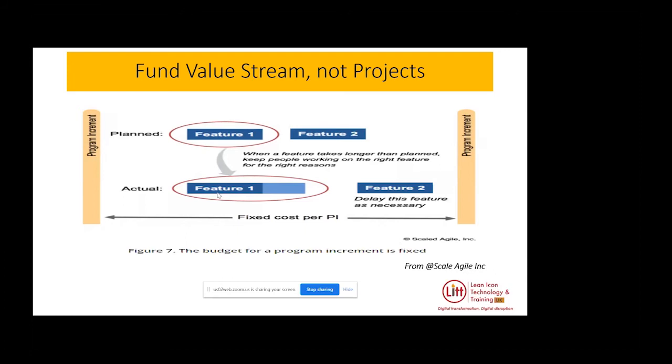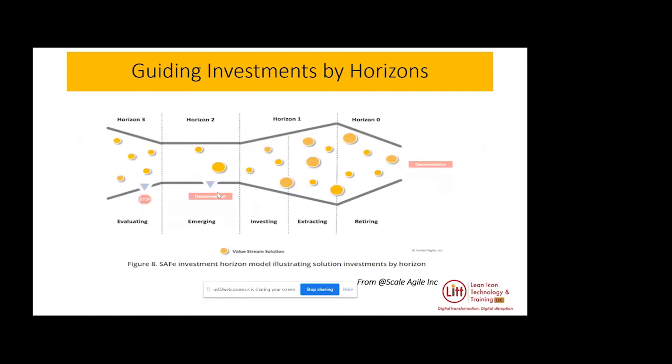I will move to the next, guiding the investment by the horizons. I will give you one example of what Microsoft is doing. Let's take Microsoft Word and PowerPoint. They fall in Horizon 1, because they are their current products, they are investing in those products, and they are right now getting the return on the investment. Microsoft Word, PPT, all these products fall under Horizon 1.